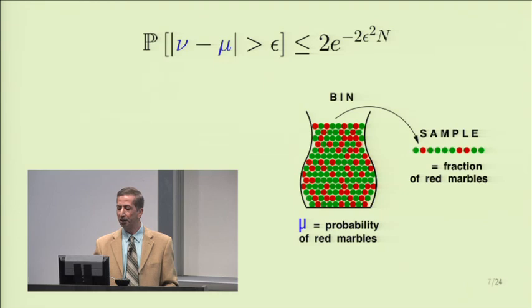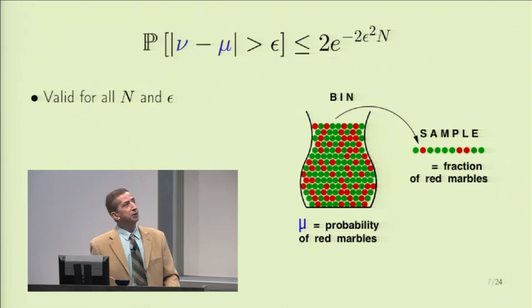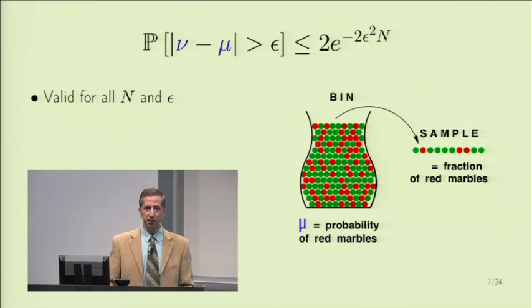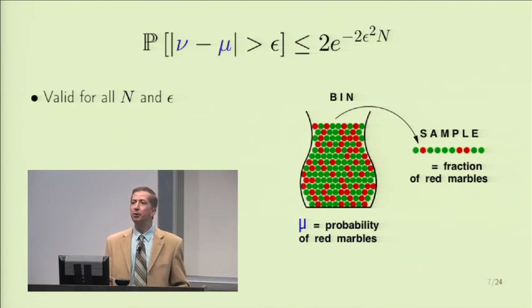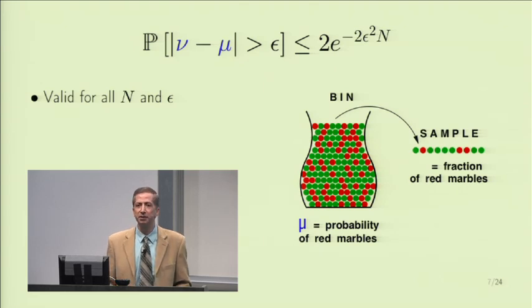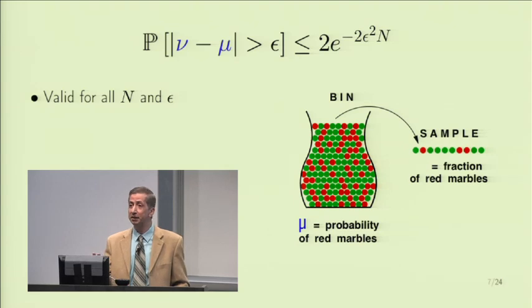Okay. So what about the Hoeffding inequality? Well, the one attraction of this inequality is that it is valid for every n positive integer and every epsilon which is greater than zero. Pick any tolerance you want, and for any number of examples you want, this is true. It's not an asymptotic result, it's the result that holds for every n and epsilon. That's a very attractive proposition for something that has an exponential in it.